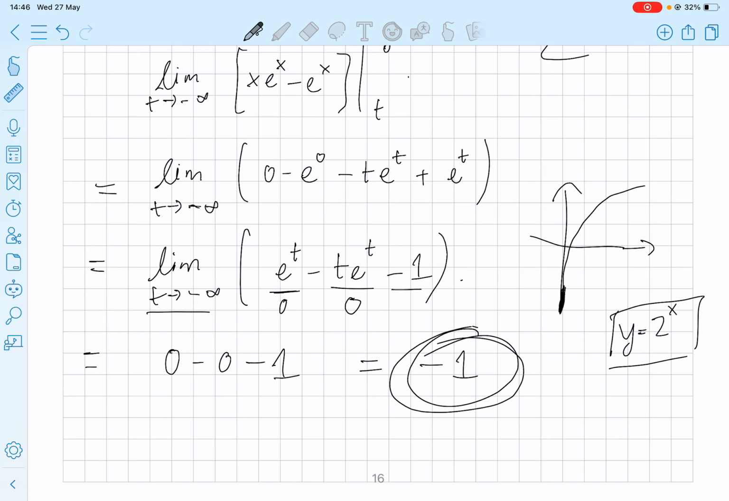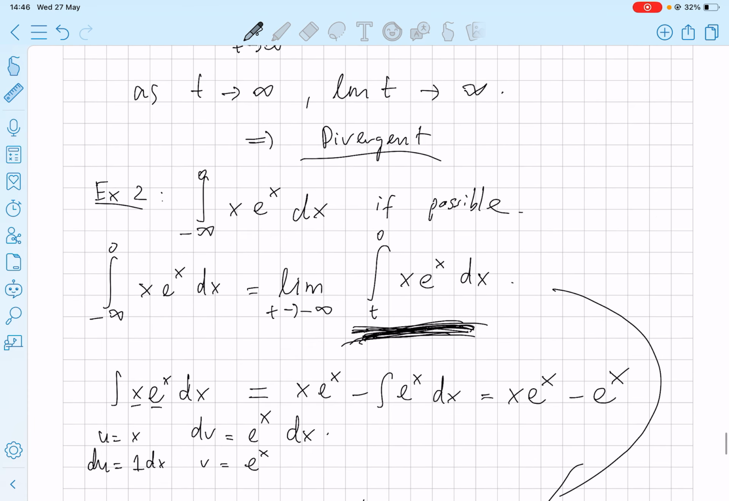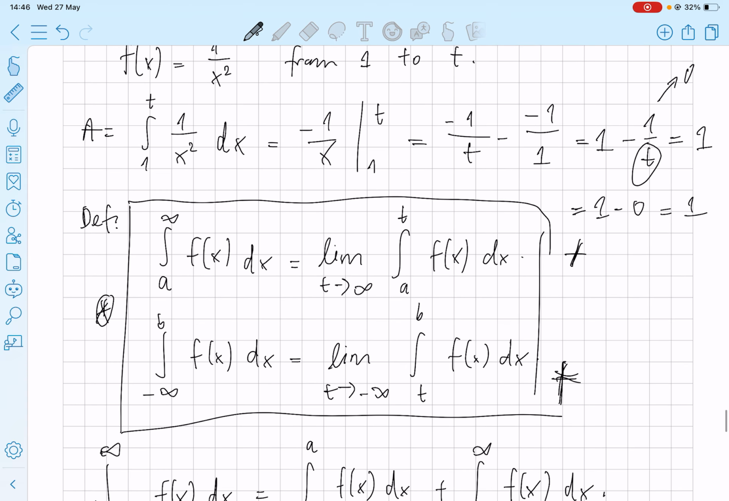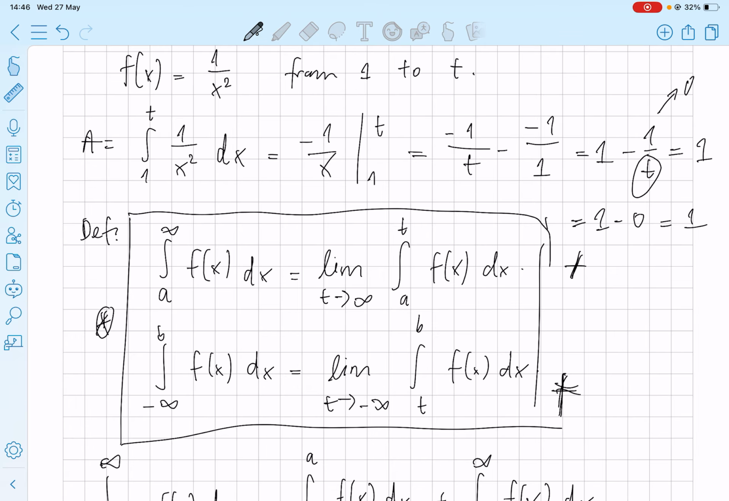That is all about improper integrals. All you need to know is this formula.